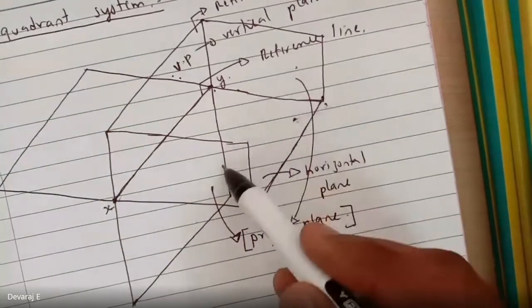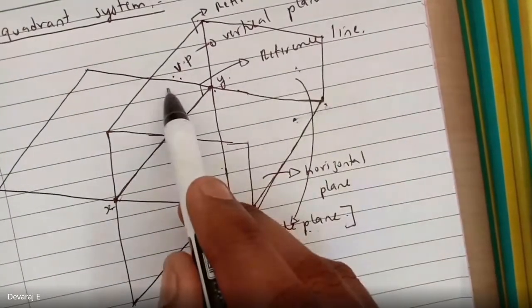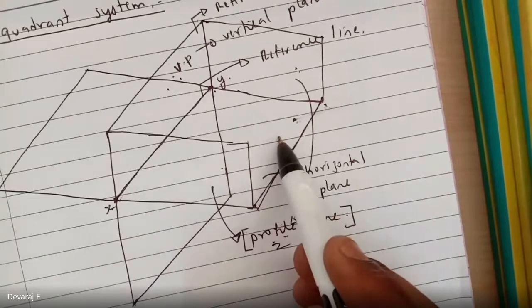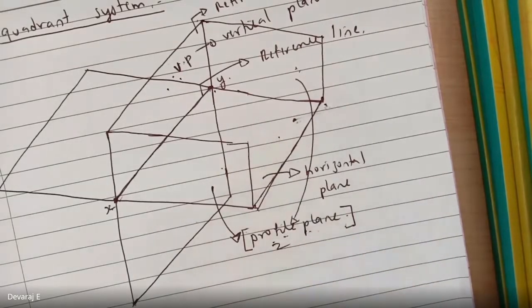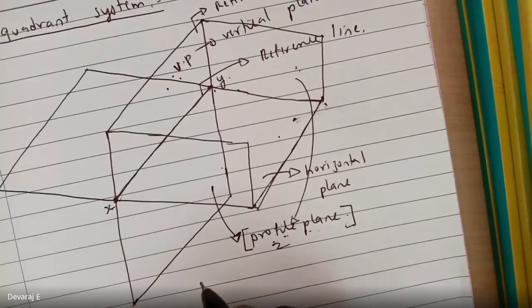Okay, see profile plane. So these two are called as profile plane. So this is called as vertical plane. This is called as horizontal plane. So everyone is clear with this? Yes, sir. If you understand this, then only I can move forward.